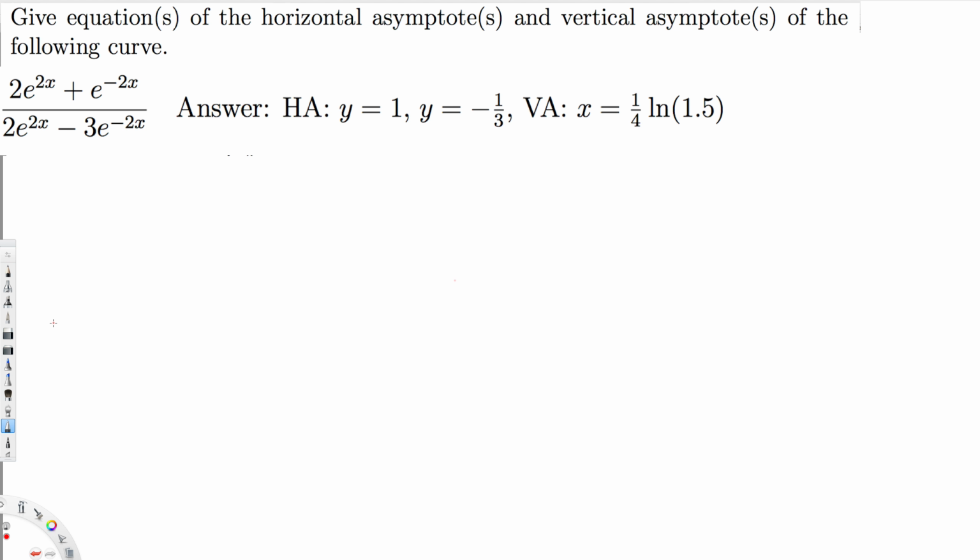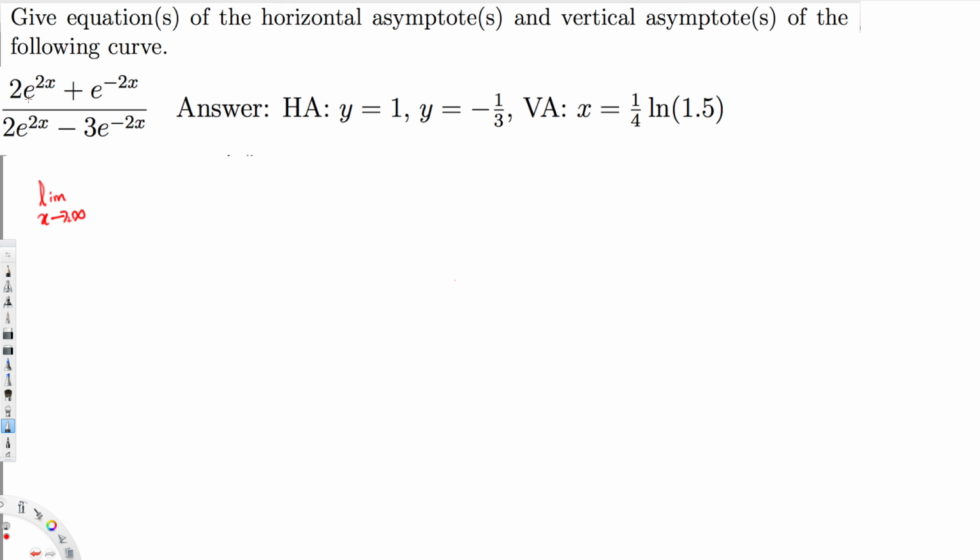So first of all, we have to understand what a horizontal asymptote is. A horizontal asymptote is: when x approaches infinity, what is the y value? To find that, I have to use the limit, the limit as x approaches infinity. So let's find the positive infinity first. Positive infinity, what is the y value?